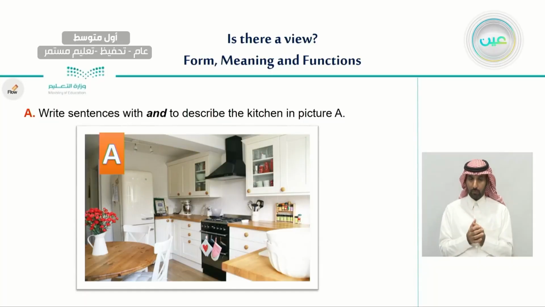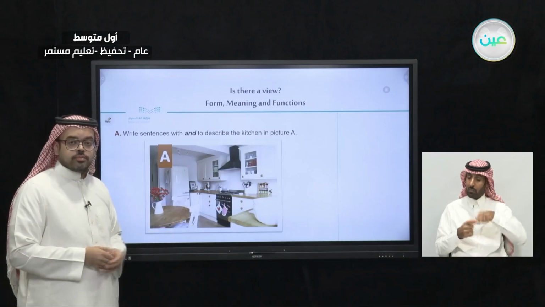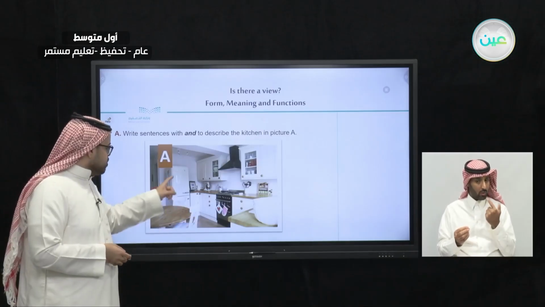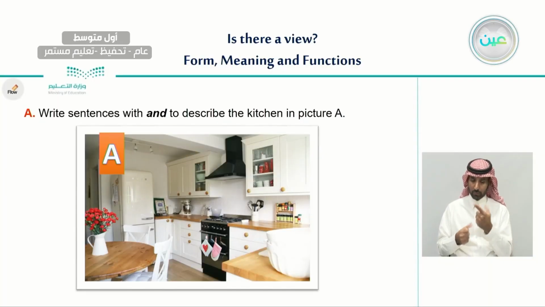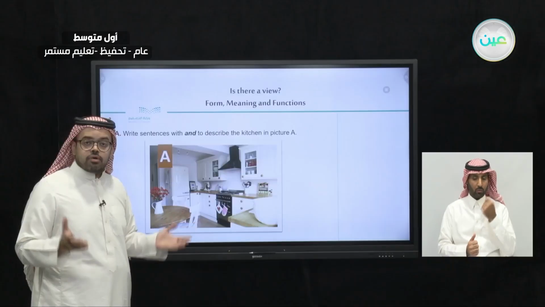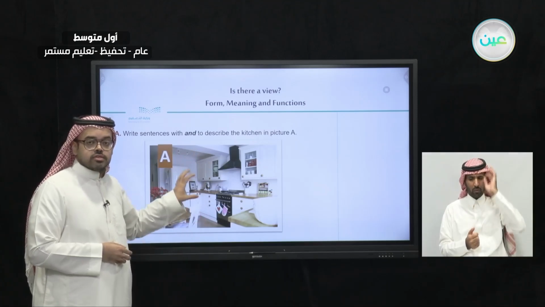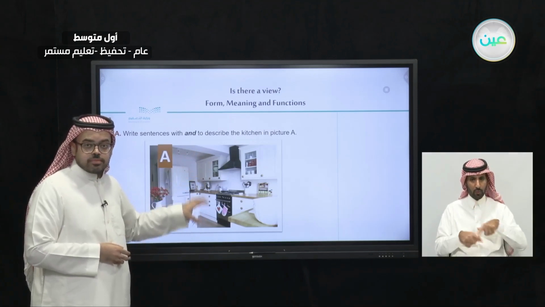If you have a look at this one, what can you see? What room is this? Very good. This is a kitchen. And what is there in the kitchen? We have a refrigerator, a stove, a dining table, two chairs, and flowers on the dining table. So now we can write sentences using and to describe the things in this picture.